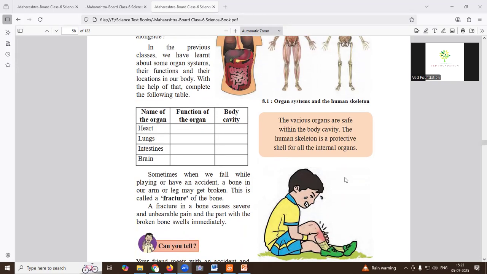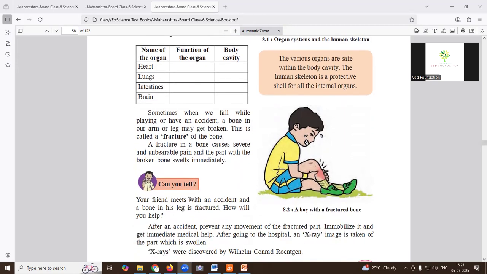The delicate internal organs in the human body are protected by the human skeleton. For example, the brain is protected by the skull, and the intestines, heart and lungs are protected by the rib cage. In this way, the internal delicate organs are protected by the human skeleton.